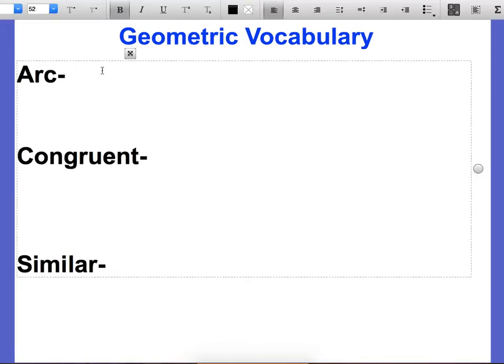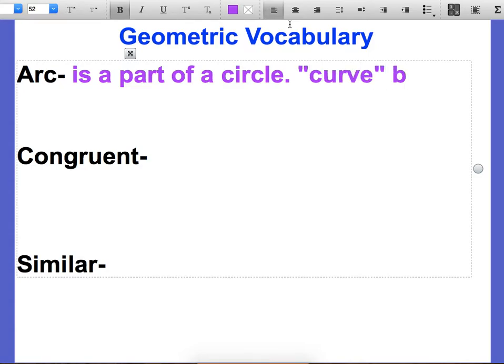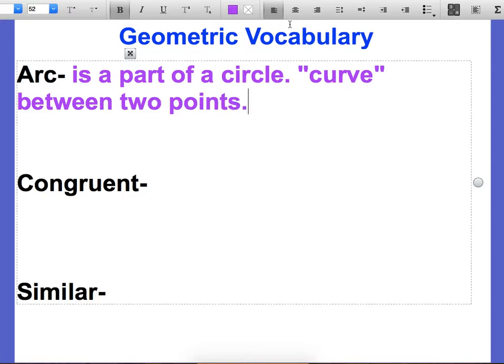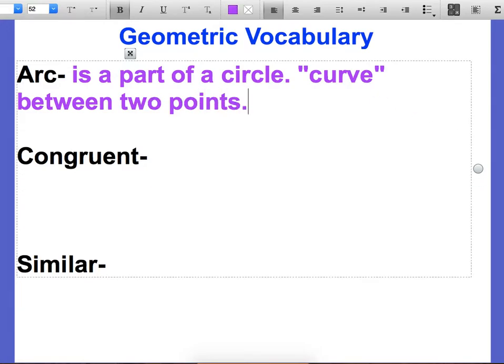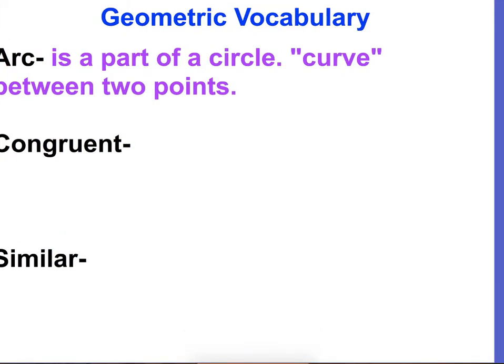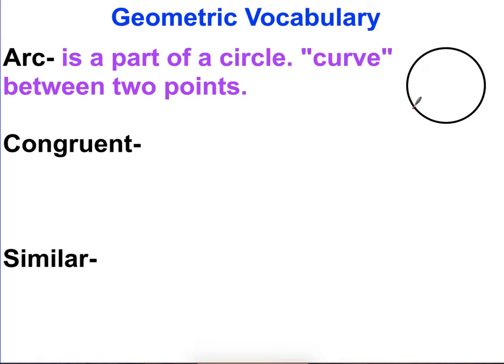And we have a few more. We have arc. So an arc is part of a circle. You can think of it as like a curve between 2 points. So kind of like a line segment, but specifically in a circle. So if we take a circle and I look at an arc, it would be like from here to somewhere else on there. So arc AB would be just this part right here.